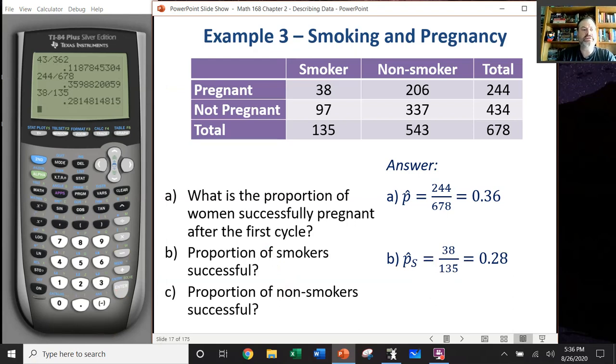And what proportion of non-smokers were successful? Well, you just use the same exact idea. It's going to be 206 divided by 543. And you're going to get 0.38.